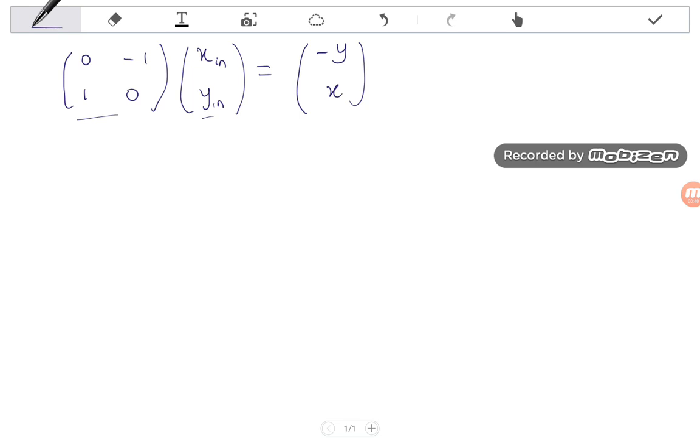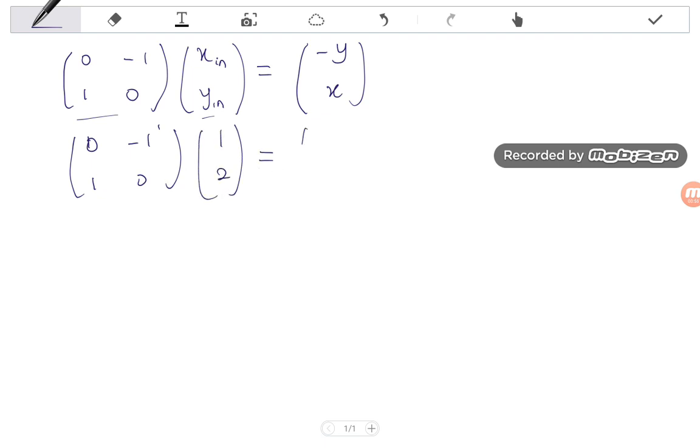For example, if we have a matrix like 0, -1, 1, 0 acting on a vector, say x, y, then if we multiply this matrix by that vector, we're going to get minus y here and then positive x over there, right? So let's use real values for our x and y. We can choose any values at all that we want. Let's use the values 1, 2.